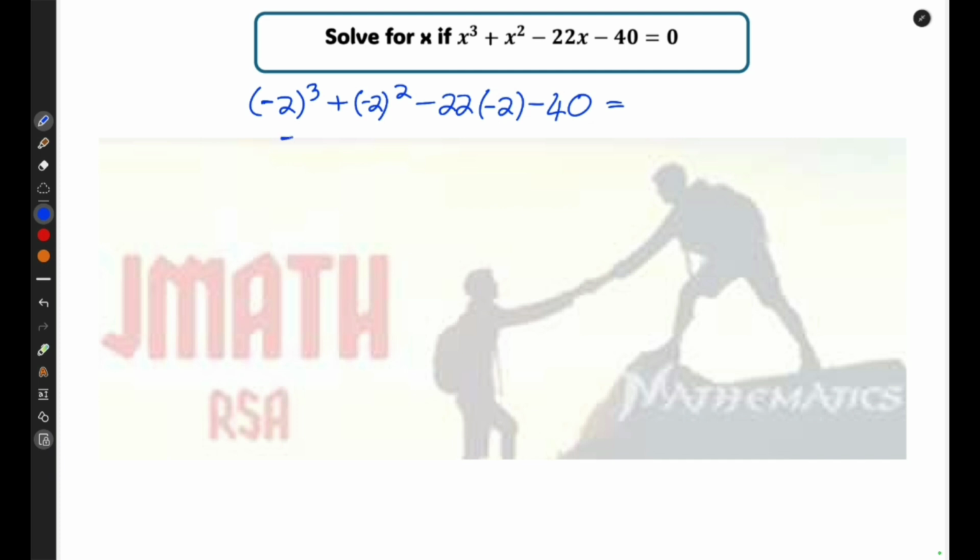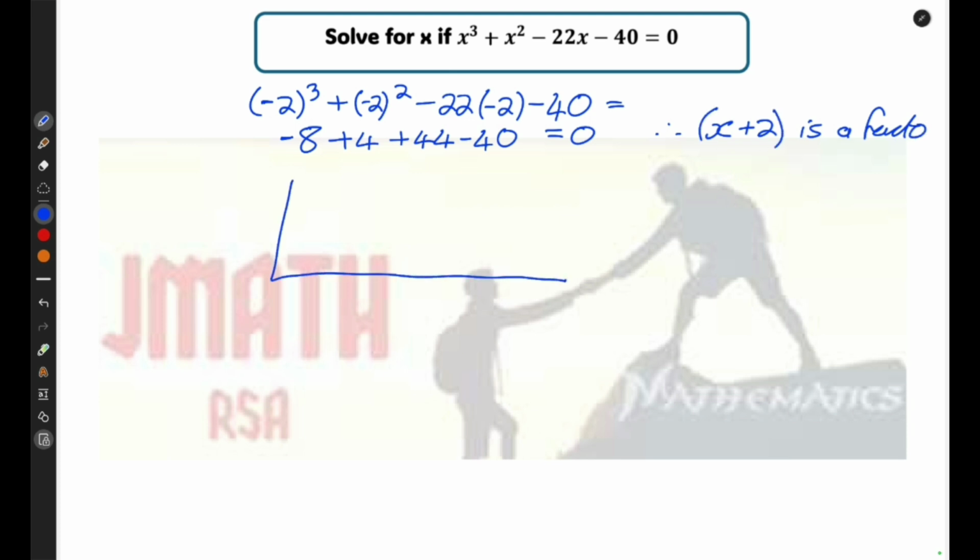So if I do this, this gives me minus 8 plus 4 plus 44 minus 40. So plus 48 minus 48 does give me 0. And therefore, x plus 2 is a factor. Okay, let's put it in a bracket. Okay, so now I can make the house. And I'm going to write minus 2 in there. I'm going to have to, in the top row, write the original coefficients. So it's a plus 1, a plus 1, minus 22, and minus 40.